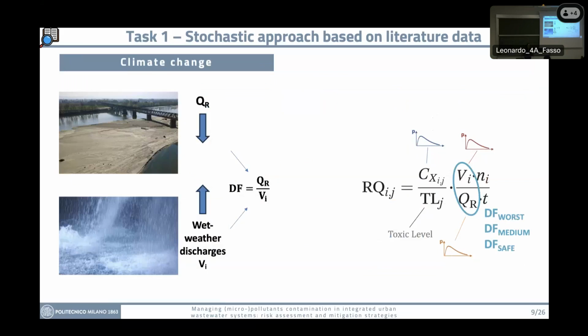Moreover, we wanted to assess also the climate change impact, and we did this by changing the flow rate of the receiving water body and the volumes discharged by the different sources. So changing these factors, we realized 3 different scenarios: the worst, medium, and safe in the formula.